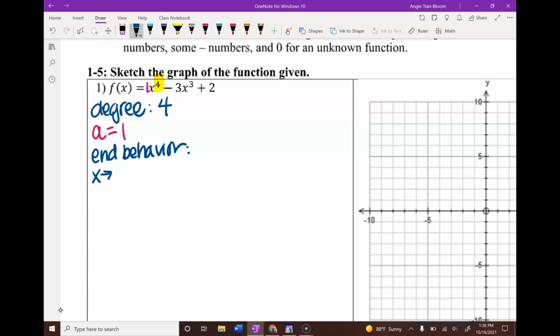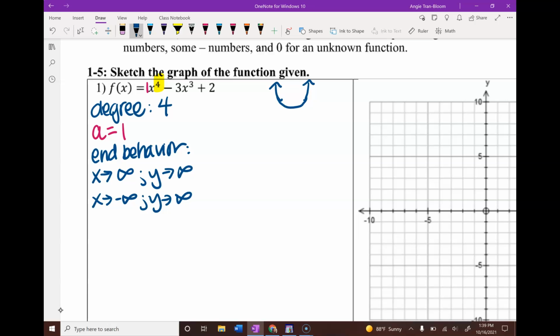As x gets to be really, really big, like towards positive infinity, because it is a degree of 4 and a is positive, we know as x goes to the right, y goes up. So y goes towards infinity. Now, what happens when x goes towards negative infinity? For an even degree and a being positive, y is also going to go up. So we know that our end behavior is going to go upward.